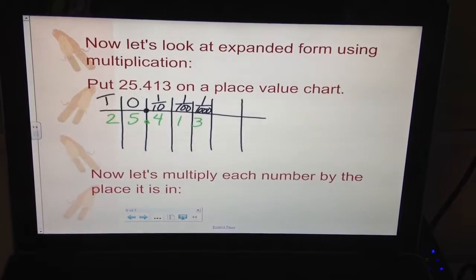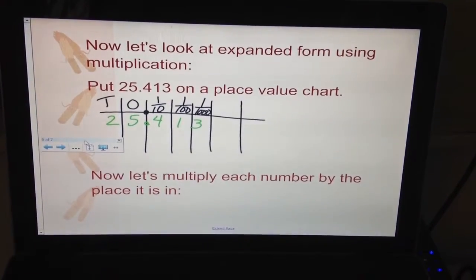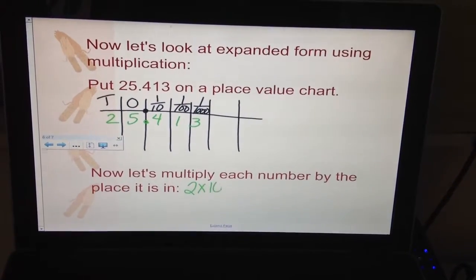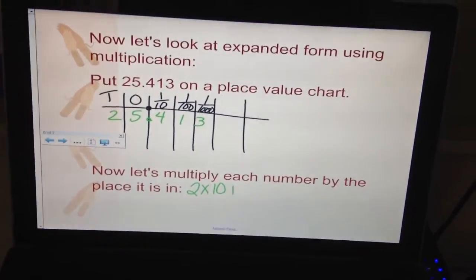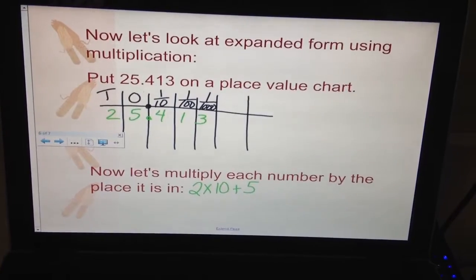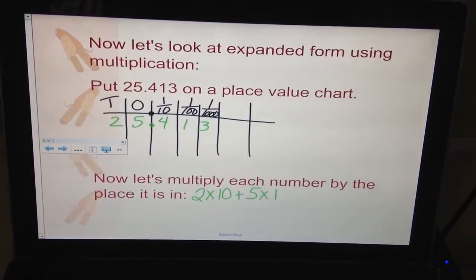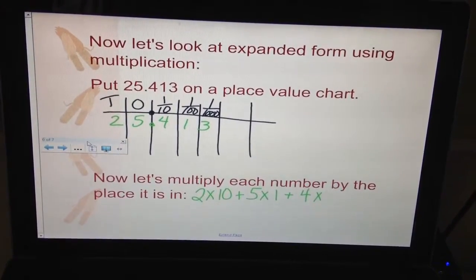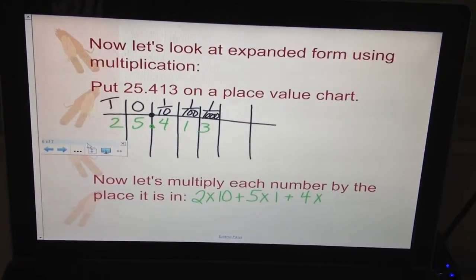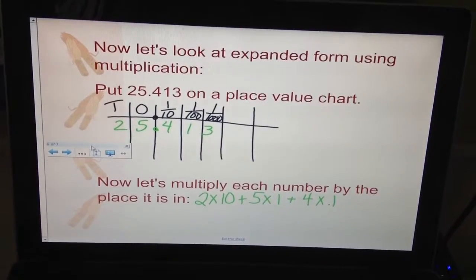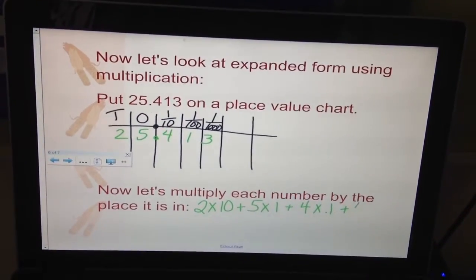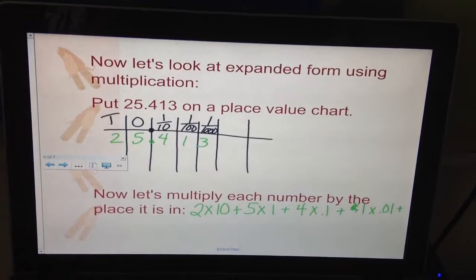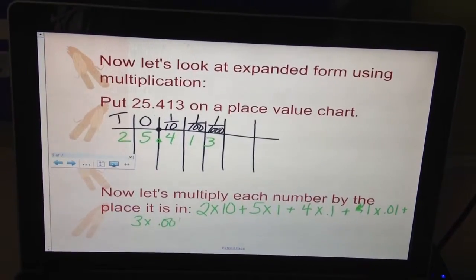So what I'm going to do is multiply each number by the place it's in. So I have 2 in the tens place. I'm going to start with 2 times 10. Plus, I have a 5 in the ones place. So 5 times 1. Plus 4 in the tenths spot. Now this portion I can do 2 different ways. I'll show you one way and then I'll show you another. So I can say 4 in the tenths spot plus I have a 1 in the hundredths spot plus 3 in the thousandths spot.